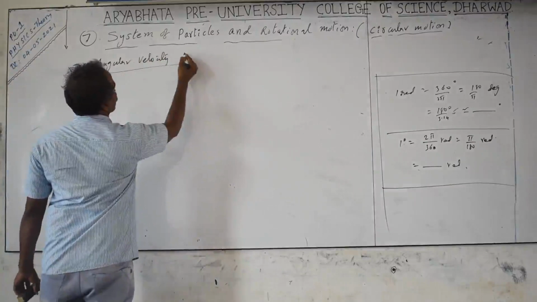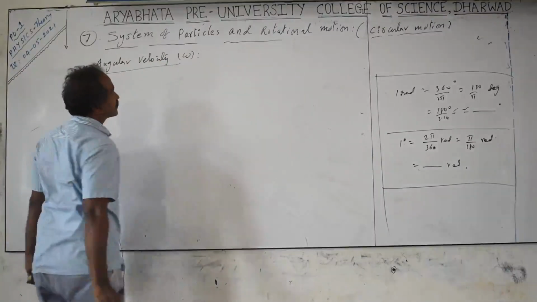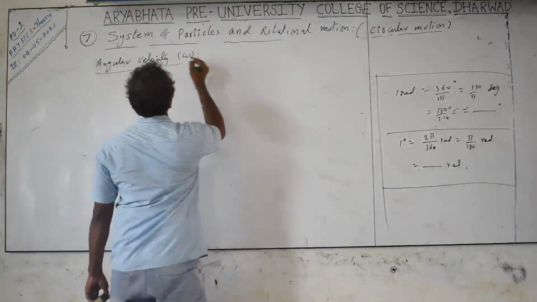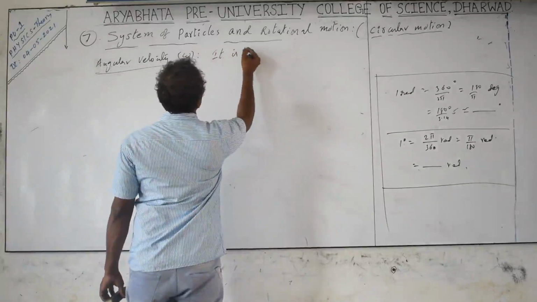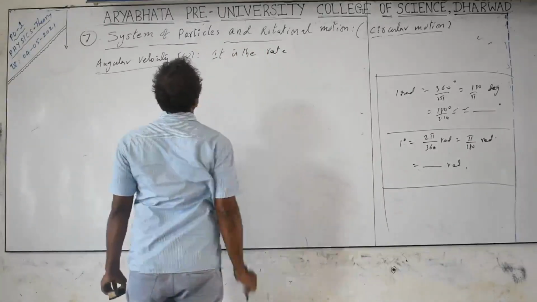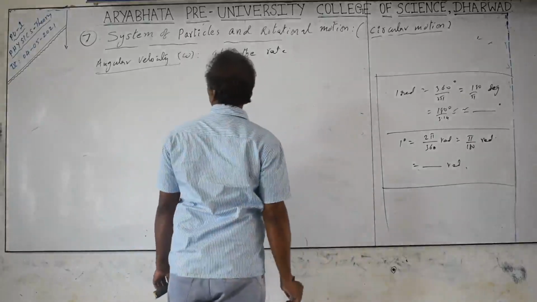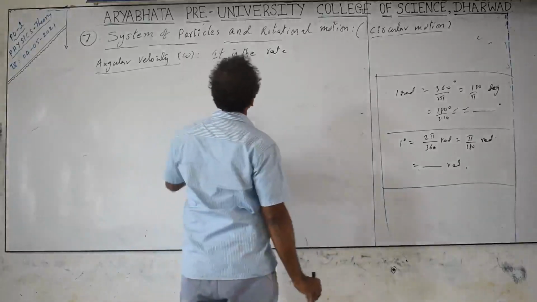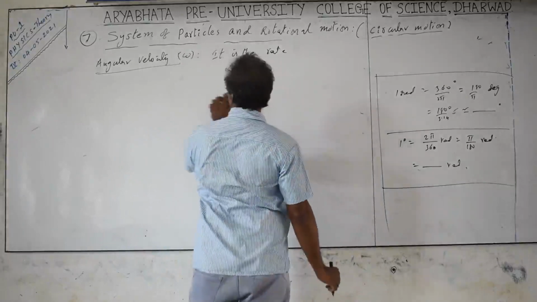Angular velocity. It is the rate of change of angular displacement with time, or you can simply say that angular displacement per second is also called as angular velocity.